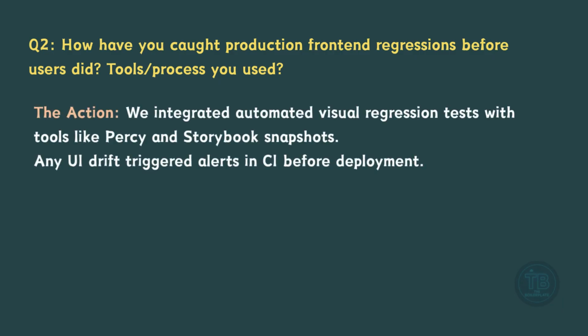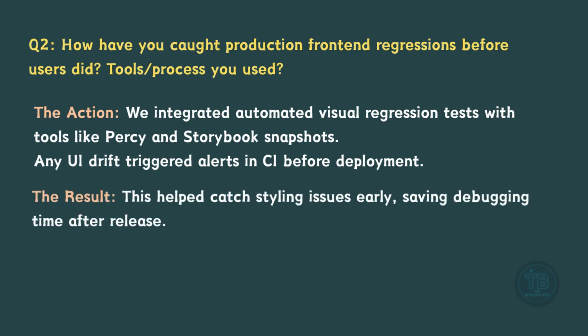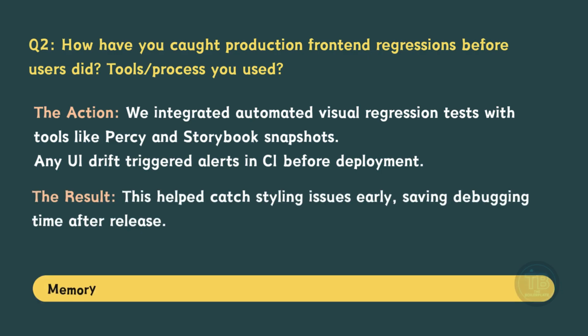Let's see our answer. We integrated automated visual regression tests with tools like Percy and Storybook snapshots. Any UI drift triggered alerts in CI before deployment. This helped catch styling issues early, saving debugging time after release. The memory cue is: Percy plus CI is used to catch UI drift before release.